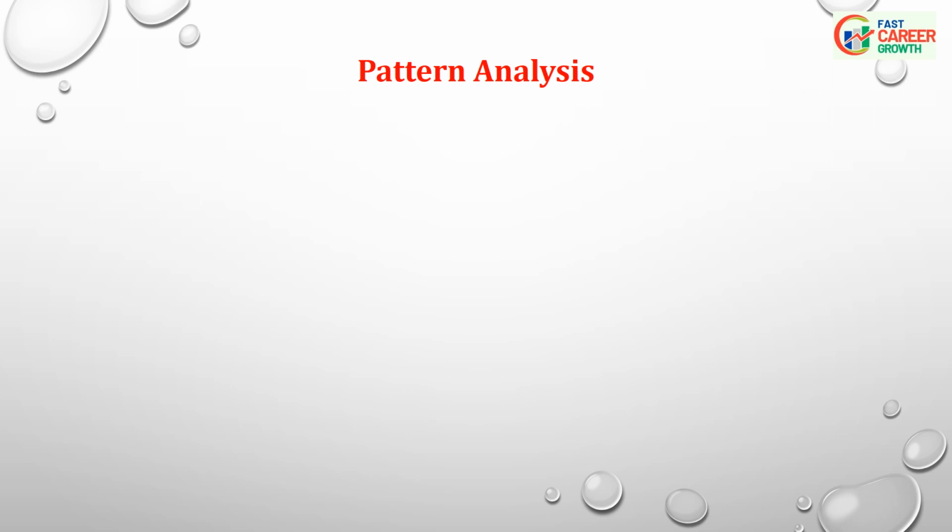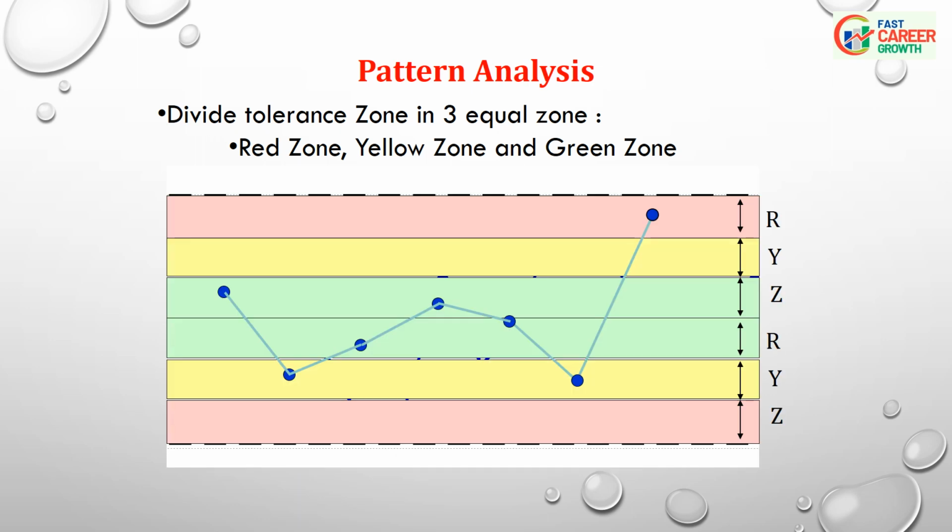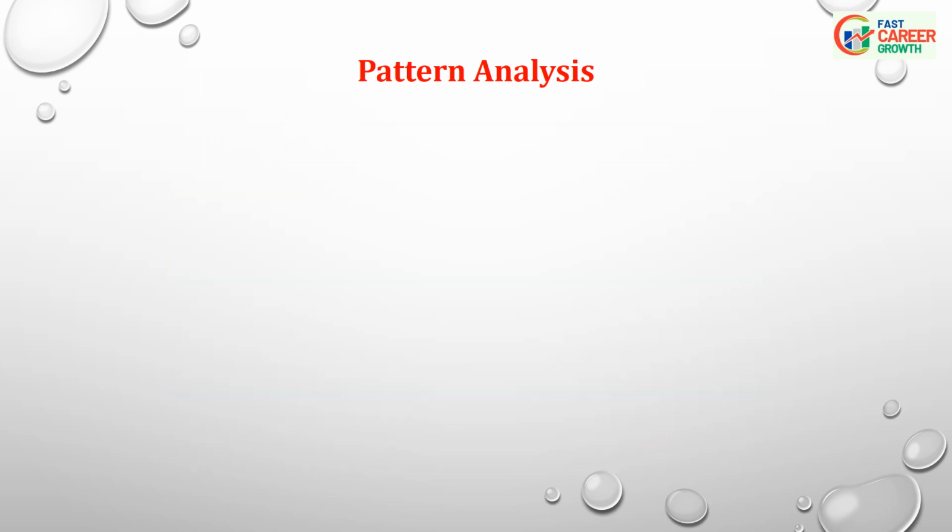Six common rules for control chart pattern analysis. For this, divide the tolerance zone into 3 equal zones, such as red zone, yellow zone, and green zone. This formula is used for zone width calculation.